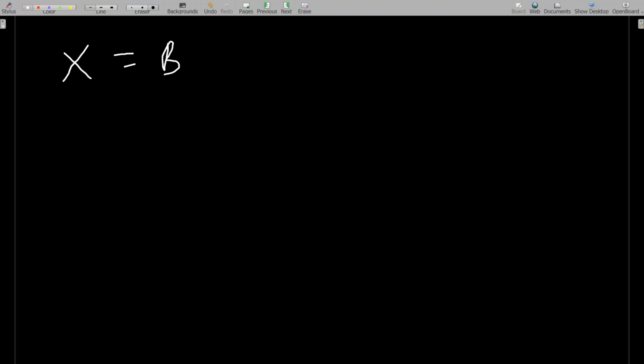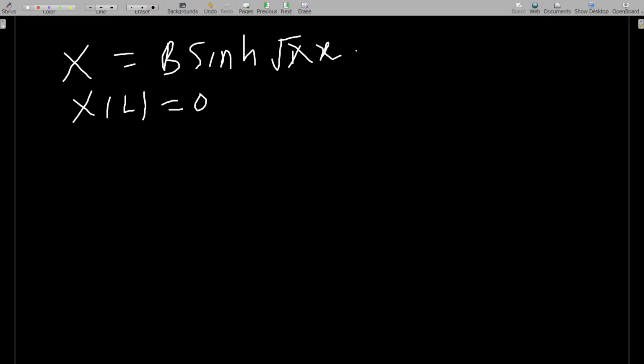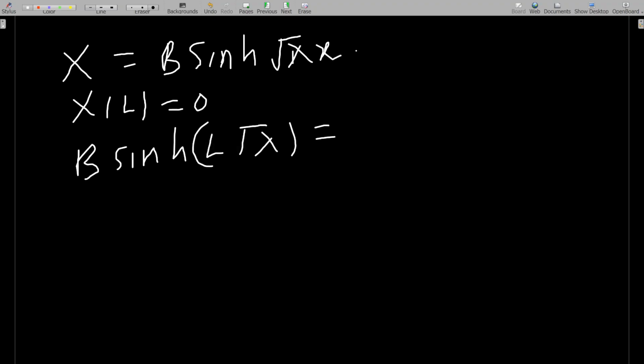So we have b sin square root of lambda x. And you're saying that x of L should also be equal to 0. So I'll put it here. Let me solve that one first: b sin of L square root of lambda should be equal to 0.